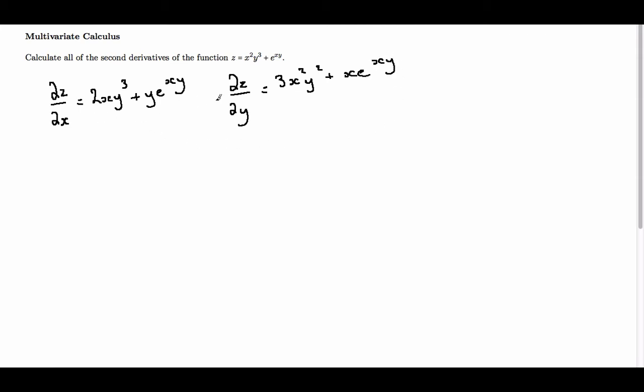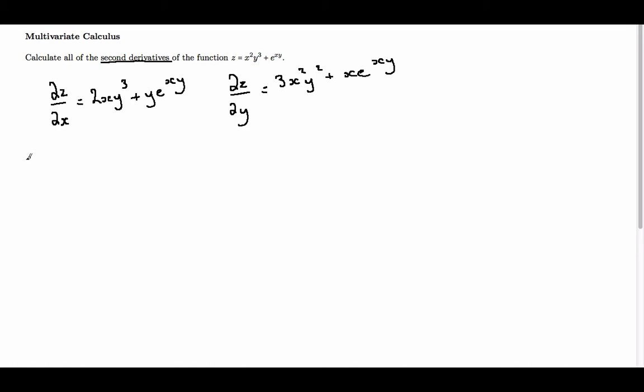So that is the partial derivative of z with respect to x, which is equal to 2x y cubed plus y e to the xy. And that comes from differentiating with respect to x and treating y as a constant term. We also need to calculate the partial derivative of z with respect to y, and that gives us 3x squared y squared plus x e to the xy. So these are our two first derivatives that we will use to calculate the four second derivatives.